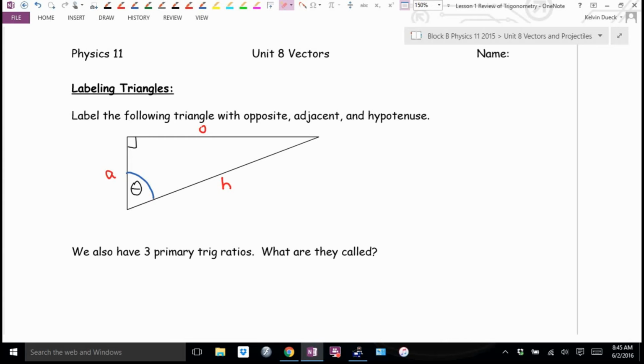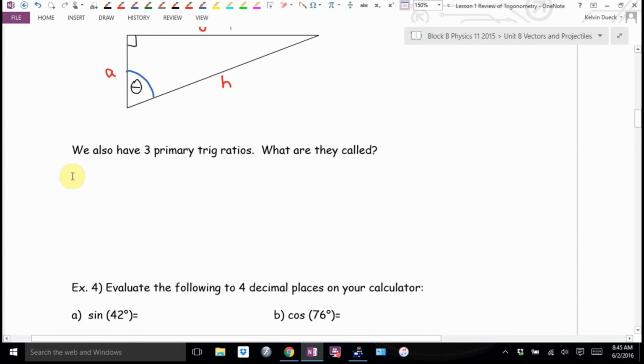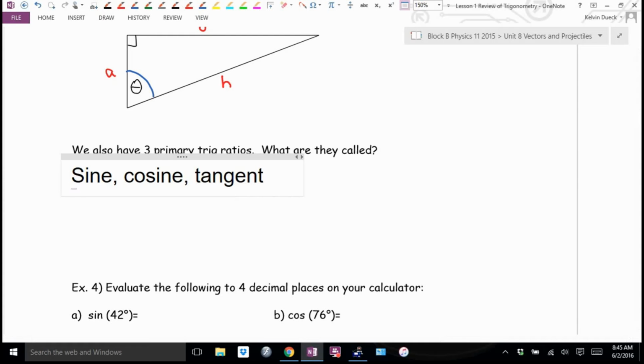We also have three primary trig ratios. What are they called? Abbreviated SIN, COS, and TAN. By the way, it's sine, not sin. Sin is when you're late for my class. That's a sin. Sine is the trig function.